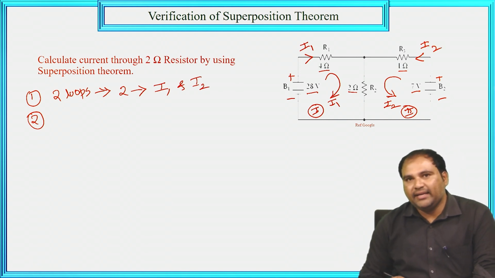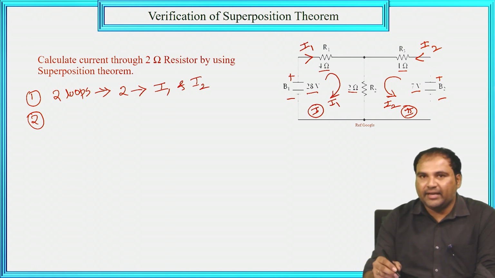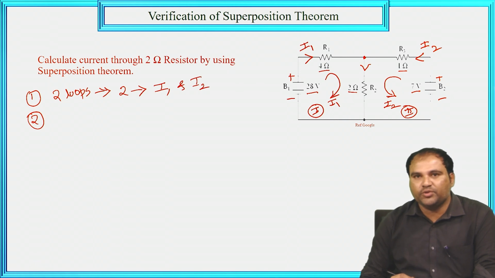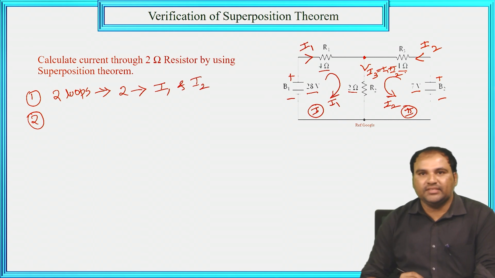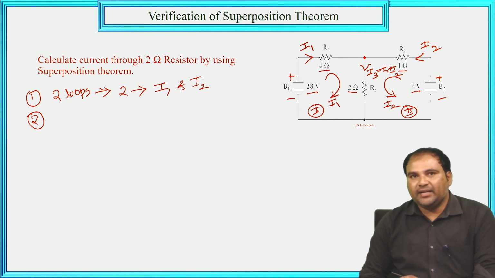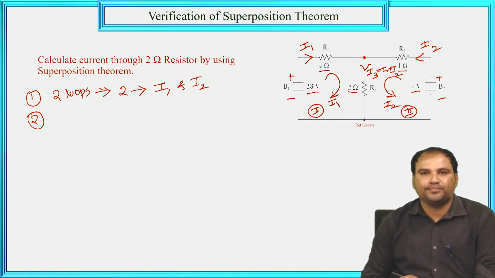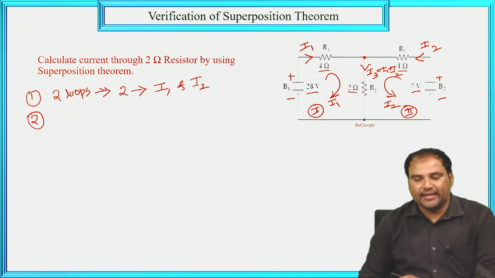Now the two currents I1 and I2 flow towards this point, and from this point the current flows downwards through the 2 ohm resistor. I take this current as I3, which is equal to I1 plus I2. This is the total current of the given circuit. So the current through the 2 ohm, I3, is equal to I1 plus I2. Here is the current direction.